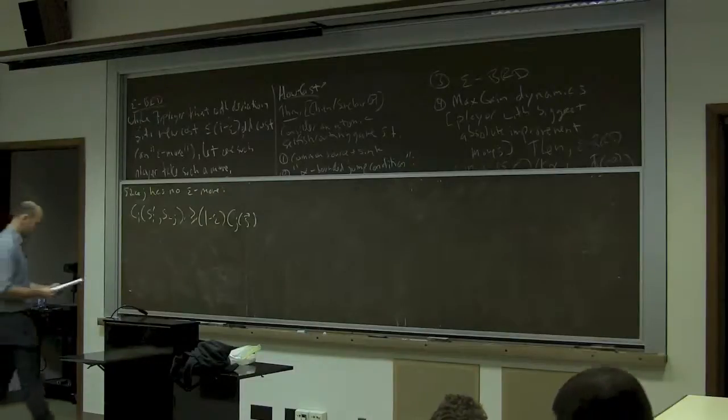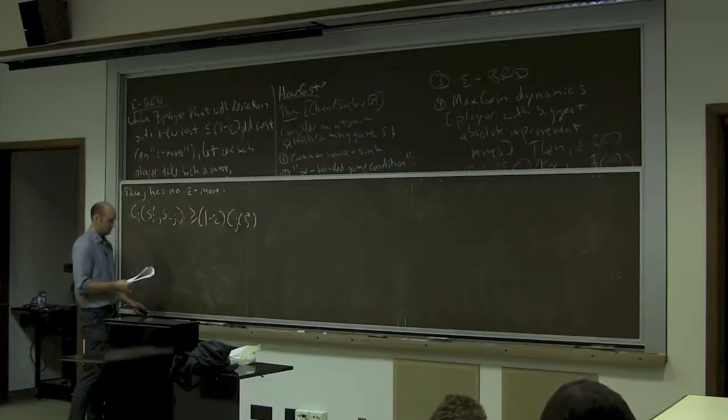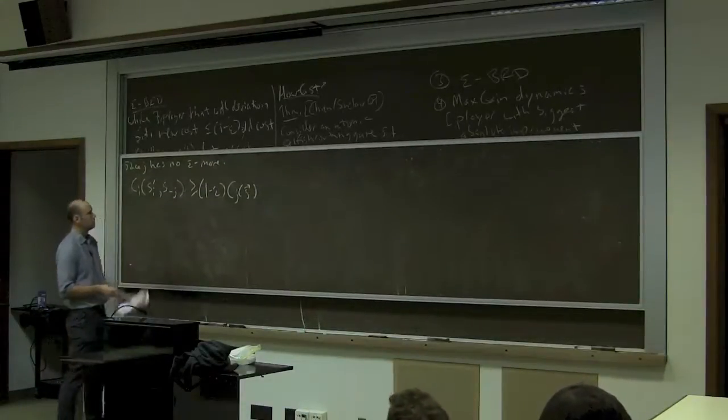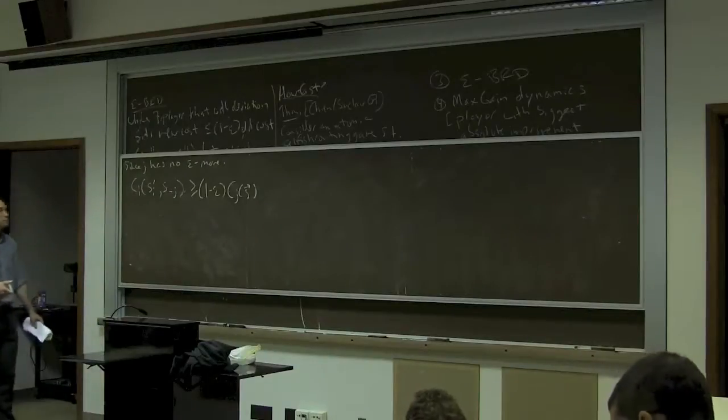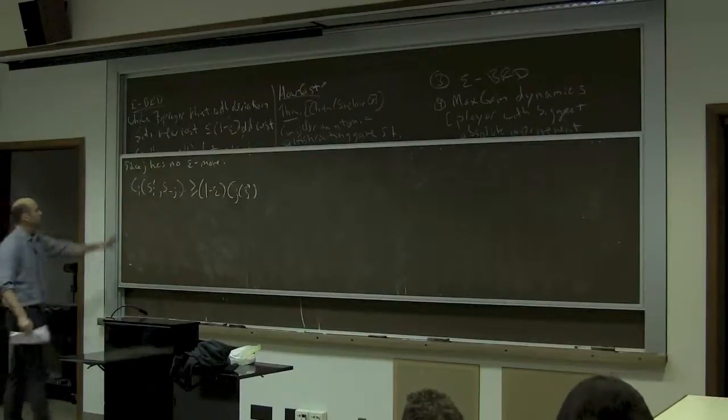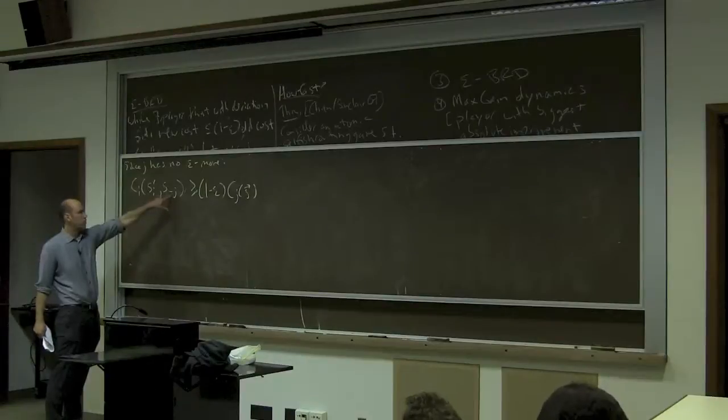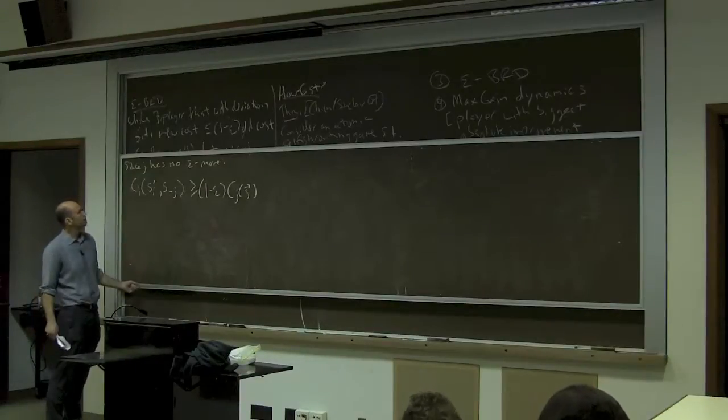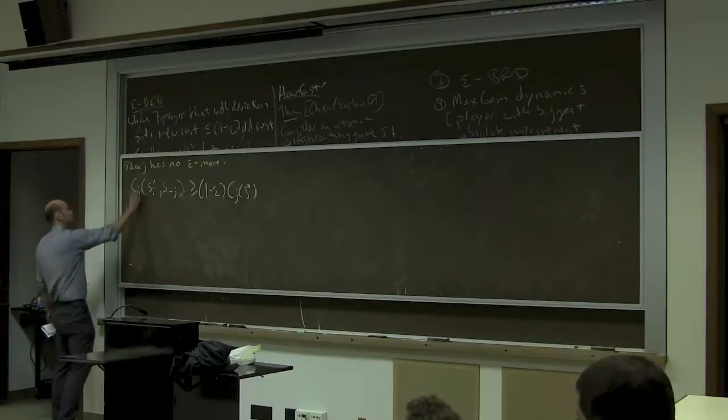Is this after player I has moved? No. That's why it's S prime I and S minus J. So in particular, I is one of the players in minus J. And is it the cost of J or cost of I? Yeah. Thank you. It's cost of J.